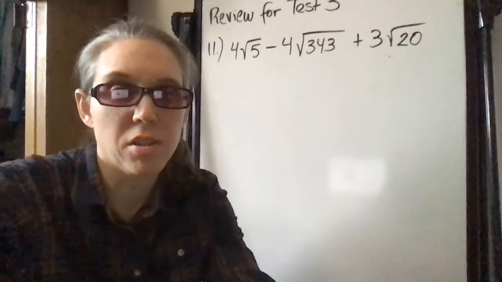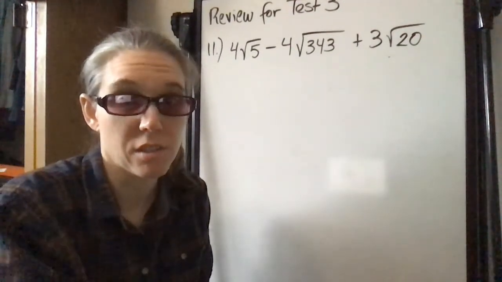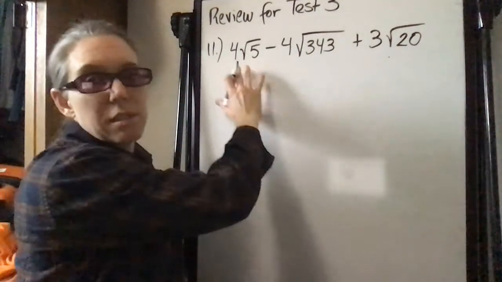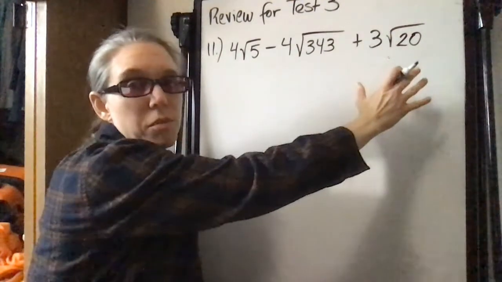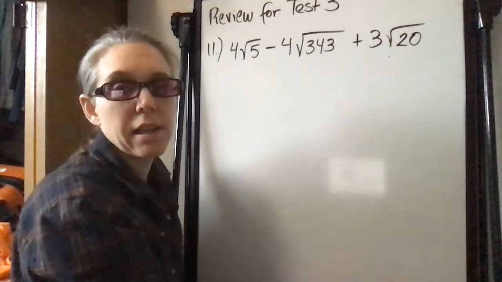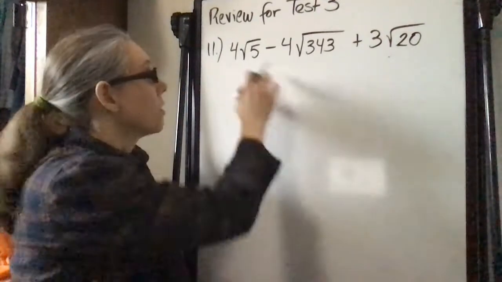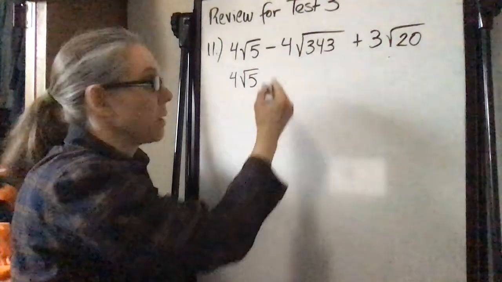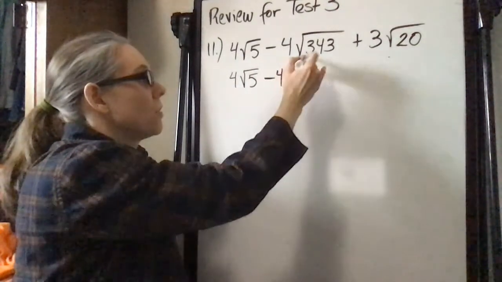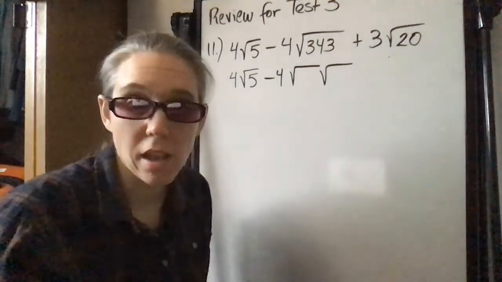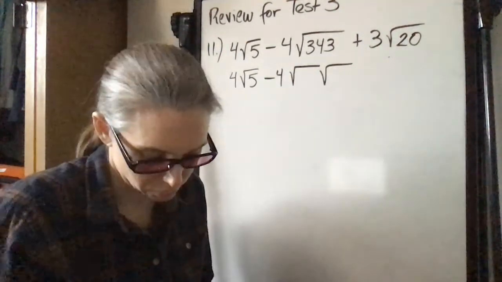Okay, so here we have question number 11. Question number 11 does not require work on the test. It's a short answer. So what I want to do is simplify each individual term first, simplify each individual radical first, and then combine anything that can be combined. The first term, 4 root 5, is already completely simplified. Then we come to the square root of 343. And you can just check, is 343 a perfect square?